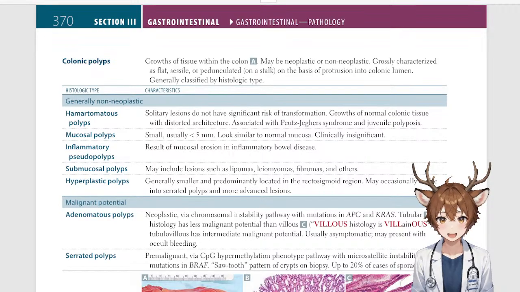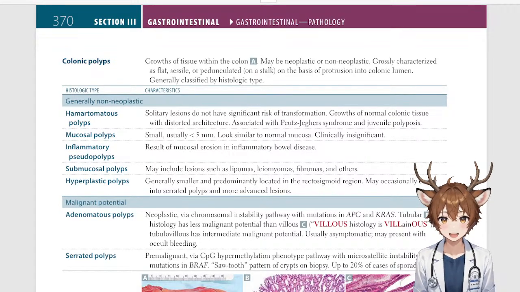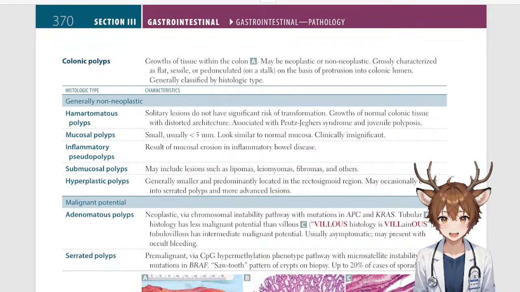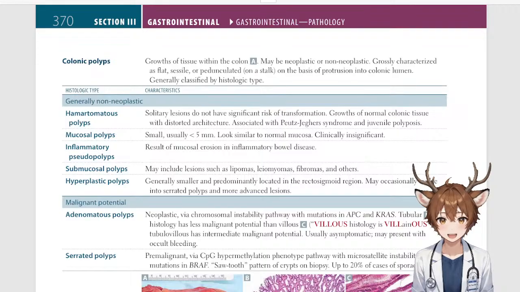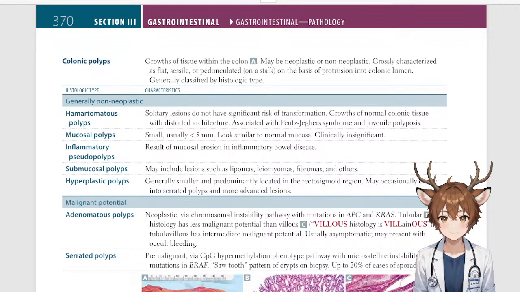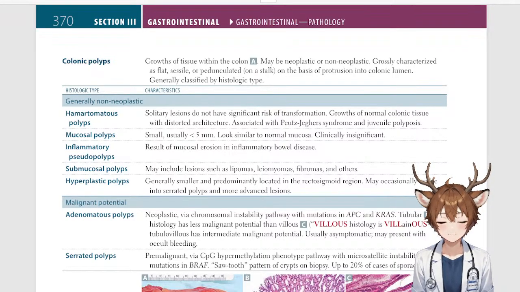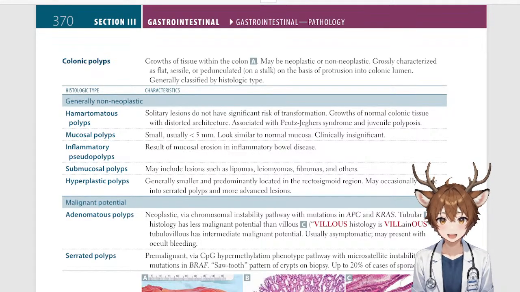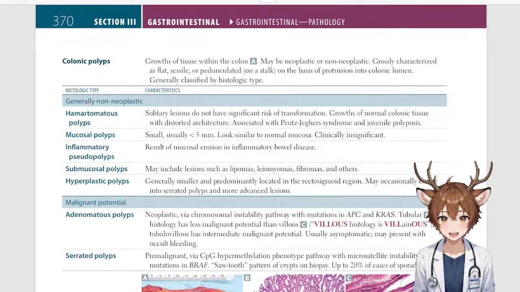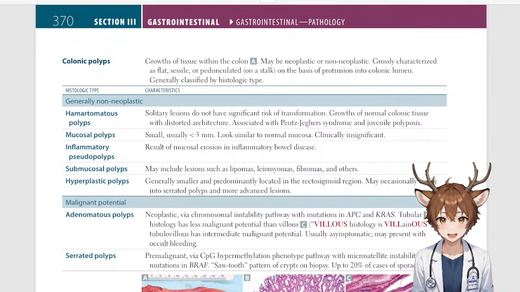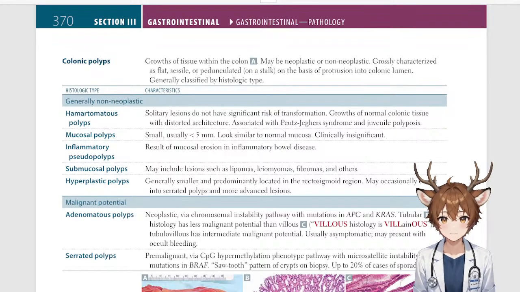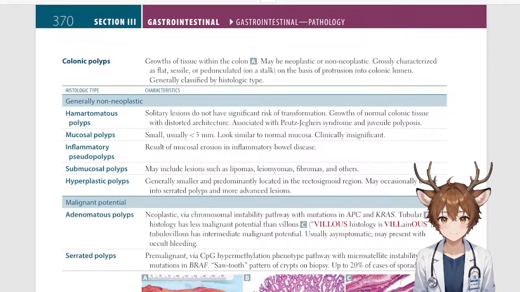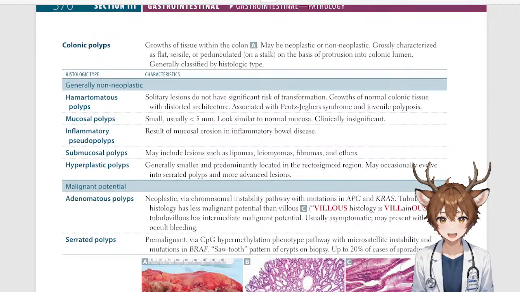Your book does not have that. And juvenile polyposis. What about hyperplastic polyps? Most common, generally smaller and predominantly located in the rectosigmoid region, occasionally evolve into serrated polyps and more advanced lesions. Inflammatory pseudopolyps, due to mucosal erosion in inflammatory bowel disease. Mucosal polyps, small, usually less than 5 millimeters, look similar to normal mucosa, clinically insignificant. Submucosal polyps may include lipomas, leiomyomas, fibromas, and other lesions. So those are the generally non-neoplastic types.